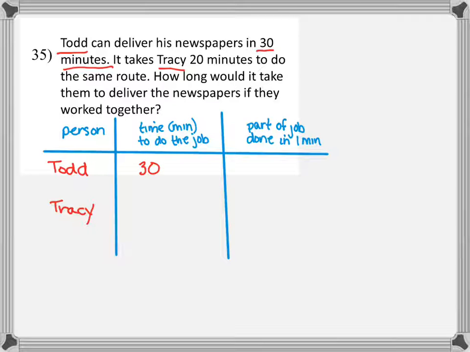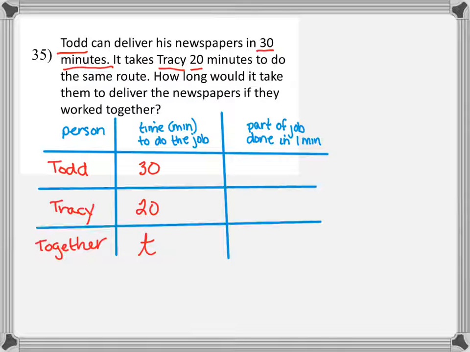Tracy takes 20 minutes. And then we will eventually have a together row. We don't know how long it will take to do the job if they work together. That's what we're trying to find out. That could be your x, or in this case, I called it t.